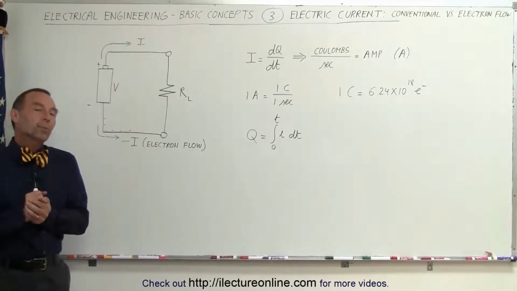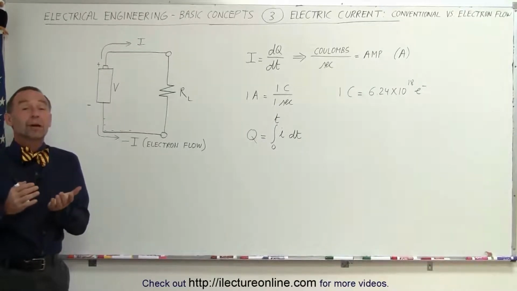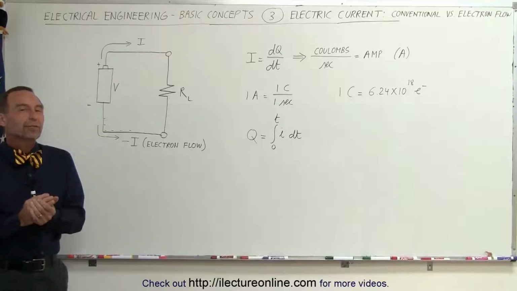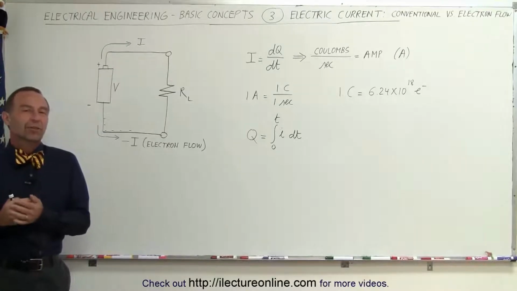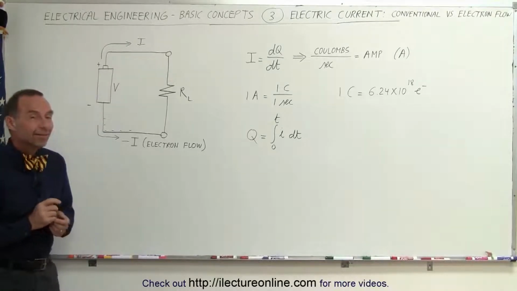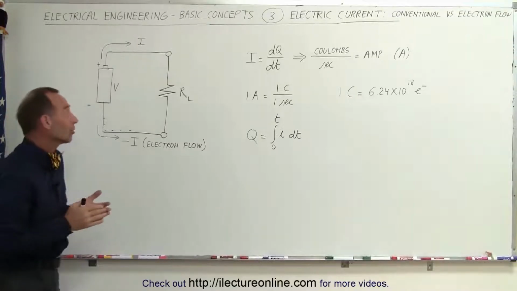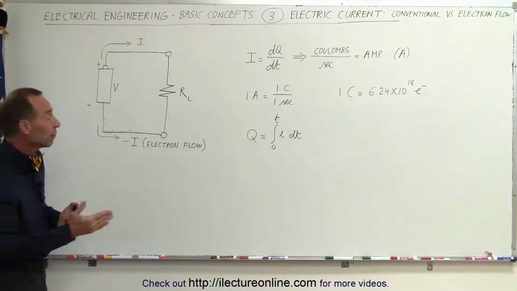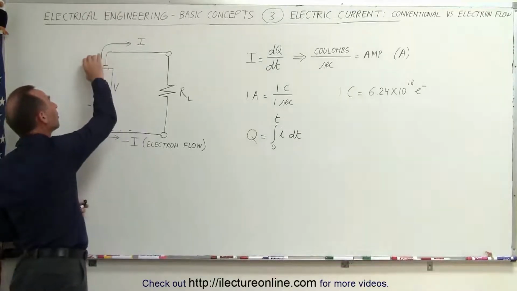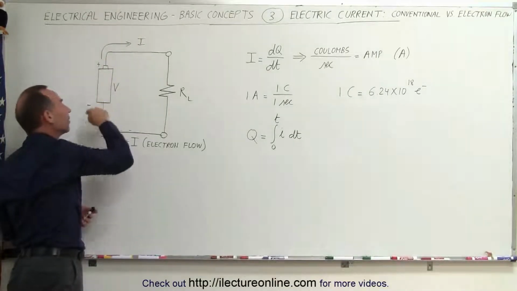Welcome to Electron Line. One of the most confusing aspects of electrical engineering versus basic science and physics when we talk about current is: what is the direction of the current? Well, the conventional direction of the current is that current flows from the positive end of the power source to the negative end of the power source.